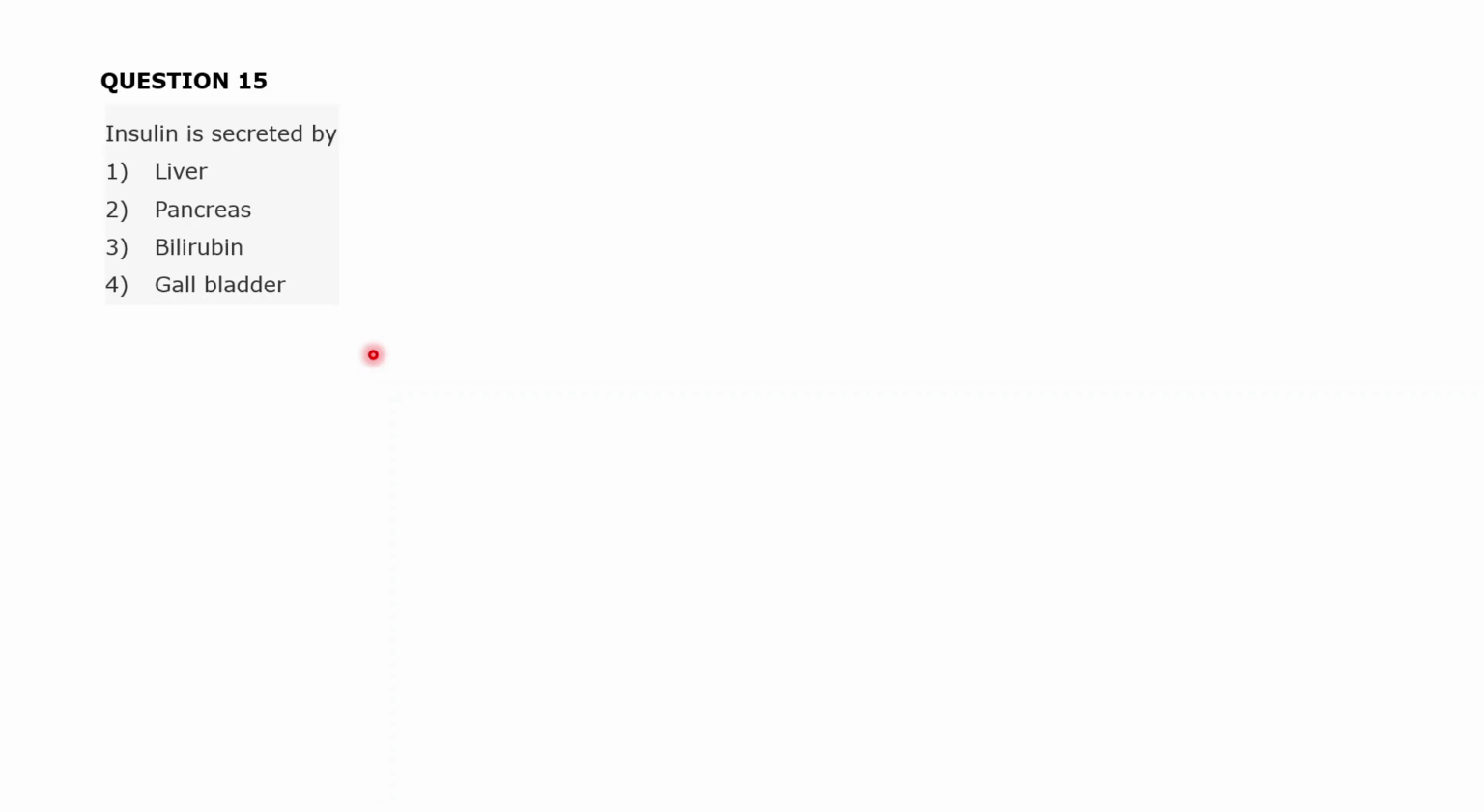Coming on to question number 15. Insulin is secreted by liver, pancreas, bilirubin, or gallbladder. Which might be the answer? Yeah, I'm getting option number 2, pancreas.